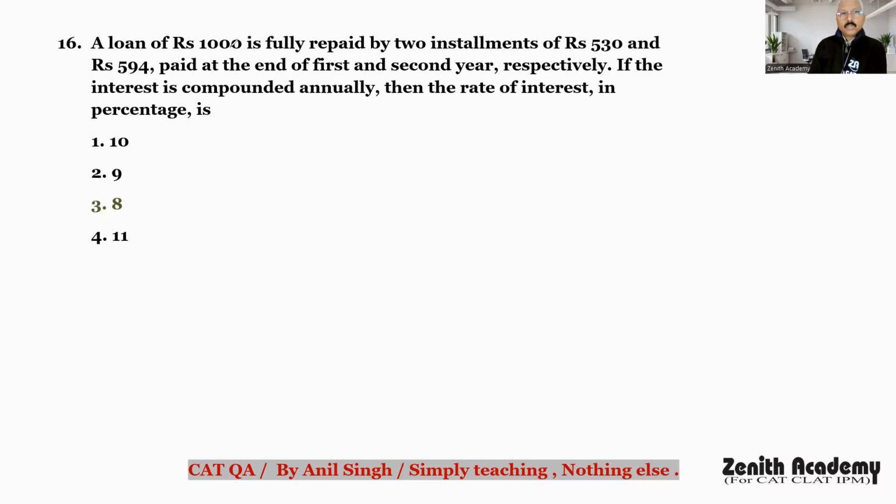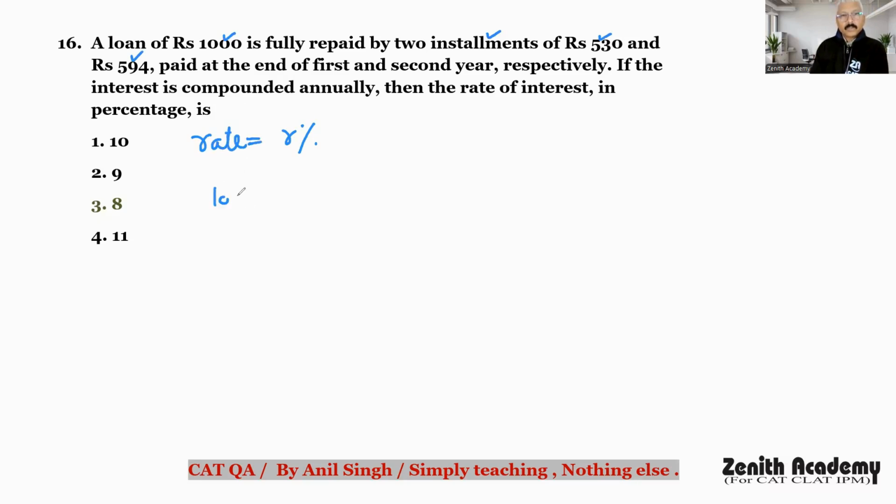Now the next question: a loan of rupee 1000 is fully repaid by 2 installments of rupee 530 and 594, paid at the end of the first and second year respectively. If the interest is compounded annually, then find the rate of interest in percentage. Let the rate be R percent per annum.